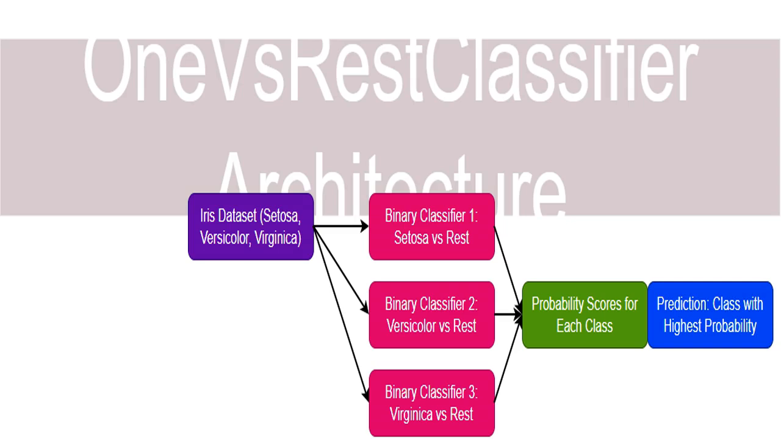This refers to the overall structure of the 1vsRestClassifier model. It's a smart way to tackle multi-class problems by breaking them down into a series of simpler binary classification tasks. Think of it like this. Instead of trying to sort all the irises at once, we create separate sorting stations, each focusing on one type of iris against all the others.